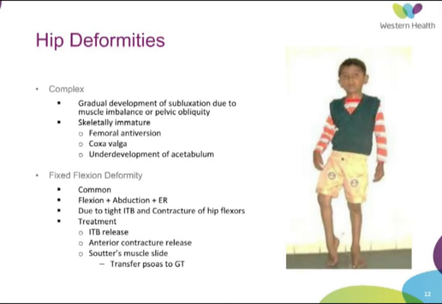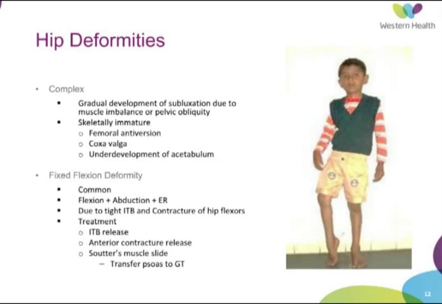The most common deformity in the hip is the fixed flexion deformity, and this is that frog leg appearance where they have flexion, abduction, and external rotation. And this is typically due to contracture in the iliotibial band and also the hip flexors. So this is treated by releasing these structures, and there is a description of muscle slides, so transferring the line of pull of the psoas over to the greater trochanter, so that you don't get that flexion contracture.